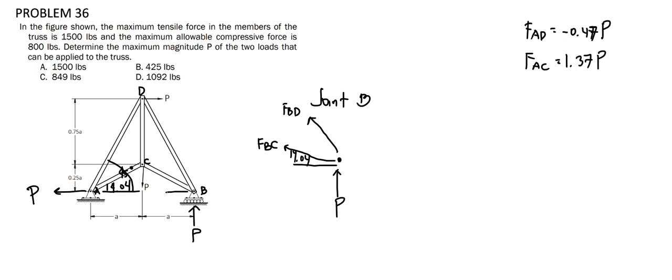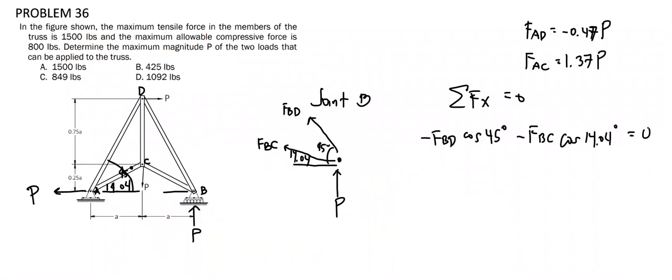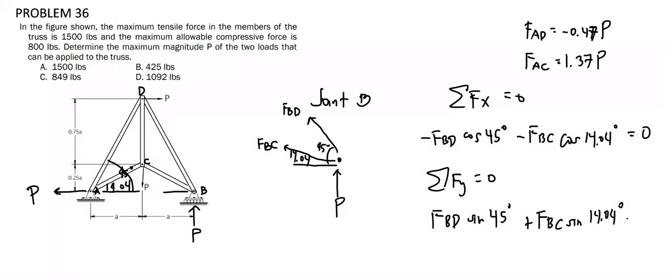By symmetry, this angle right here must also be equal to this angle, and force PD has an angle of 45 degrees. Taking summation of horizontal forces equal to 0, we have negative force PD going left cosine of 45 degrees minus force PC cosine of 14.04 degrees equal to 0. Taking summation of vertical forces equal to 0, we have force PD going up sine of 45 degrees plus force PC sine of 14.04 degrees, and then plus P equal to 0. We can move P to the right, and that will become negative P.